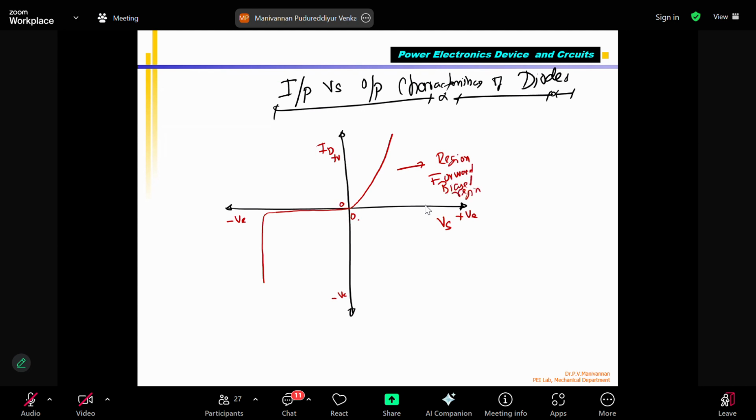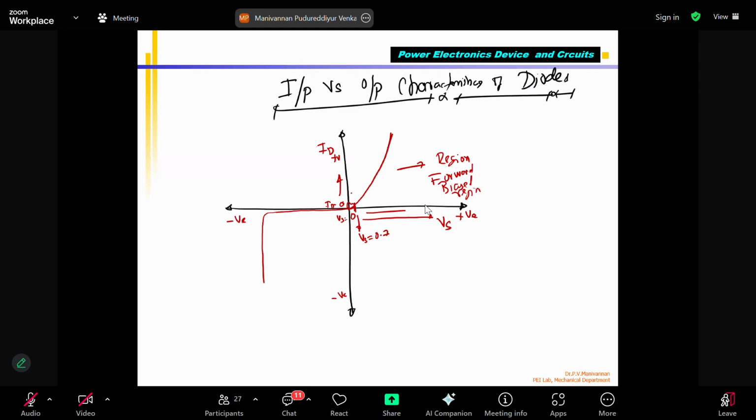Please see that the voltage is increasing positive. As you get this one, the current will start initially when Vs equals 0, ID will be 0. That's the origin. As the voltage increases towards the right, you see the current start increasing. But this will happen only when the voltage reaches 0.7 volts. This is Vs equal to 0.7.